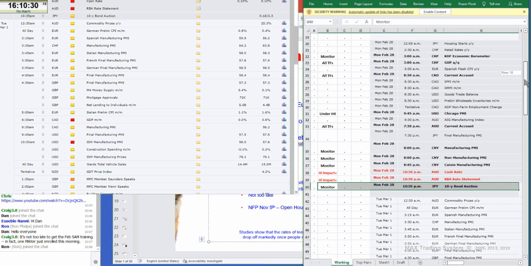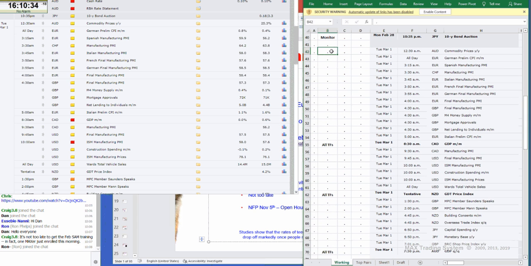On Tuesday, it may be an idea for the Aussie as well as for any other currency to monitor the commodity prices year over year, just to see how inflation impacts the commodities. So then let's see what we will have. We have the CAD GDP month over month, all time frames. The CAD manufacturing PMI, it is the PMI, so not important at all. I will monitor the US dollar ISM manufacturing PMI and ISM manufacturing prices. Then we have the Kiwi GDT price index tentative, so all time frames.